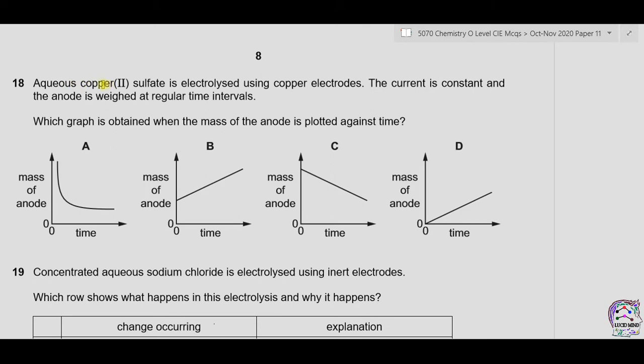Question 18. Aqueous copper(II) sulfate is electrolyzed using copper electrodes. The current is constant and the anode is weighed at regular time intervals. Which graph is obtained when the mass of the anode is plotted against time? When we have aqueous copper(II) sulfate solution, the ions are Cu2+, H+, sulfate and OH-. Both electrodes are of copper.